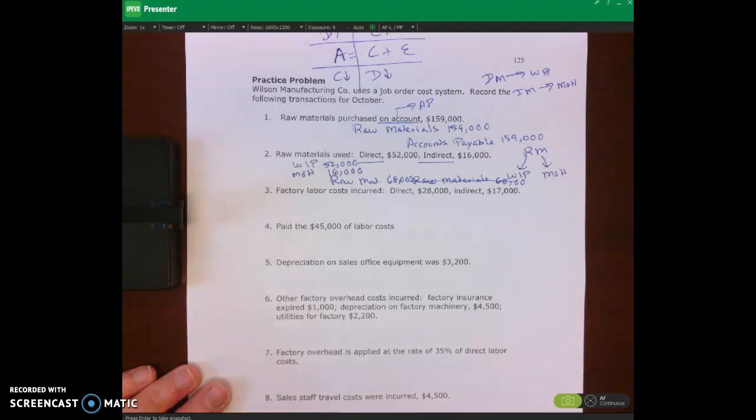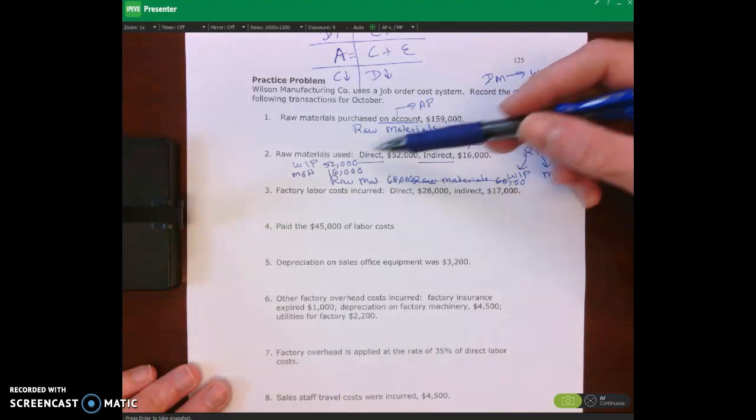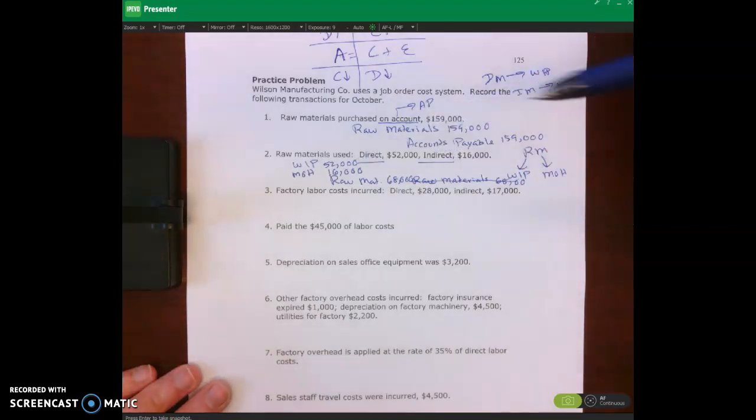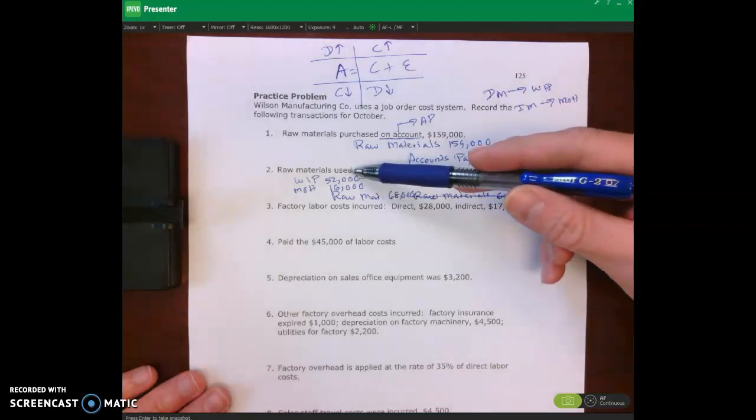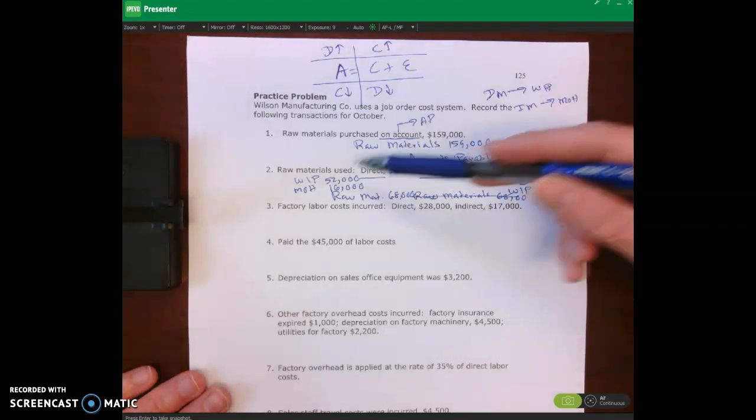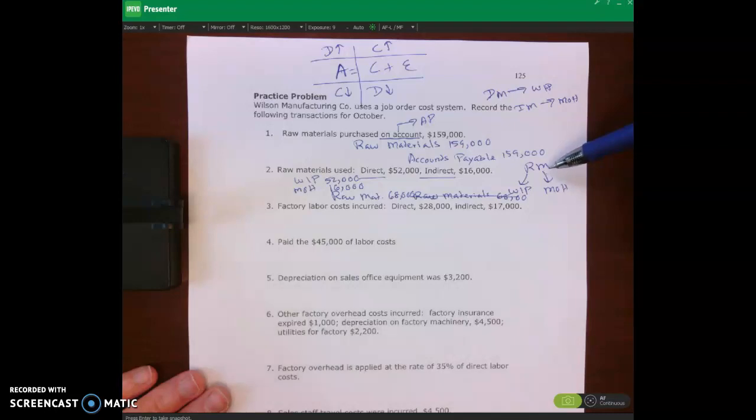Hello and welcome. In this lecture video, I will be doing journal entries associated with job order costing. The last journal entry we did was talking about using raw materials. We were going through the accounting equation, saying raw materials is an asset. So we're moving raw materials from the raw materials asset account to the work in process asset account.